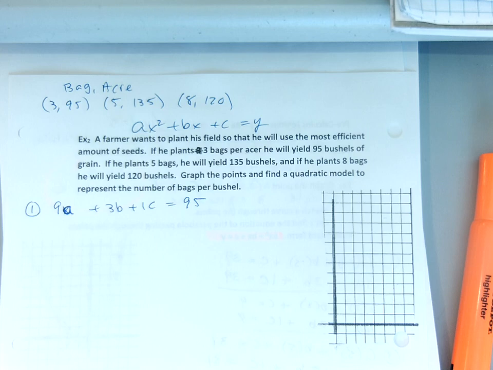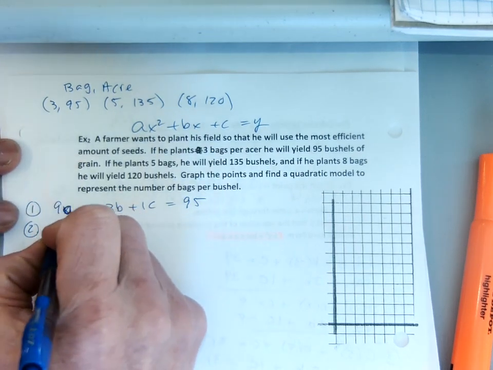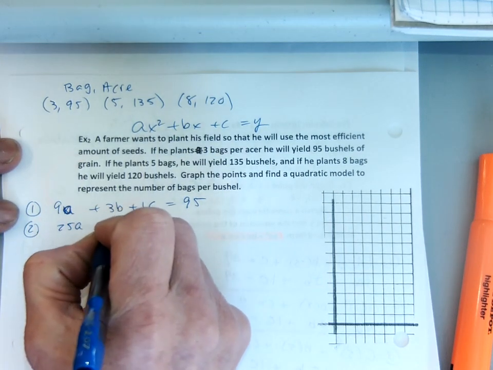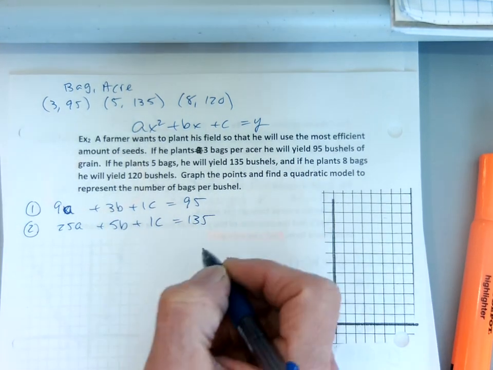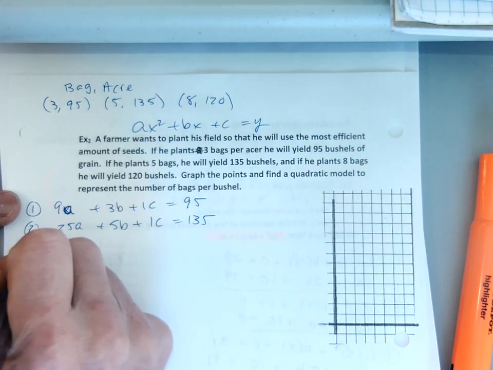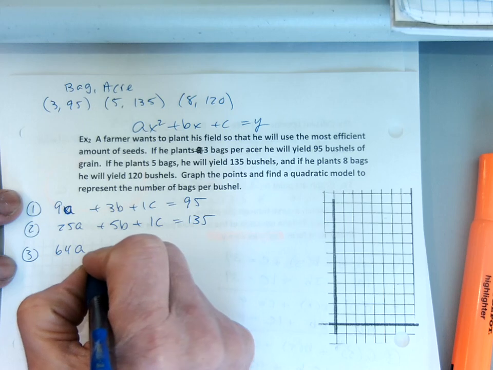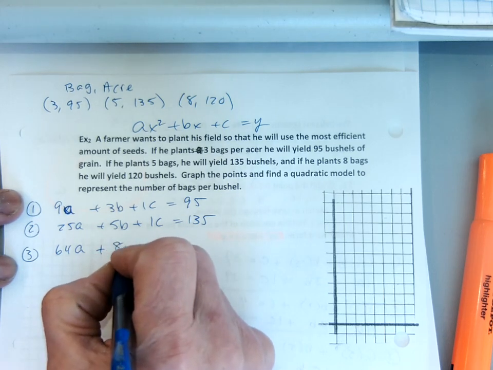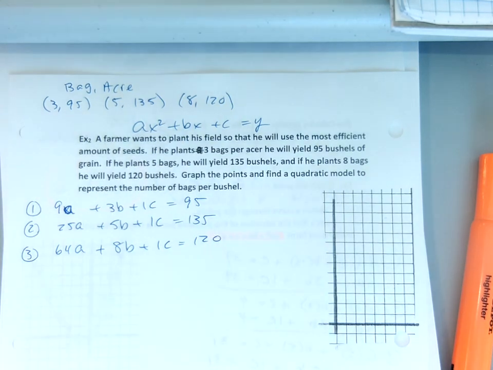And equation 2 is going to be 25a plus a 5b plus a 1c equals 135. And equation 3 is going to be 64a plus an 8b plus a 1c equals 120. Am I doing okay? Everybody understand where I got the 9, 25, and 64 from, right? Because I plugged it in, I squared it.